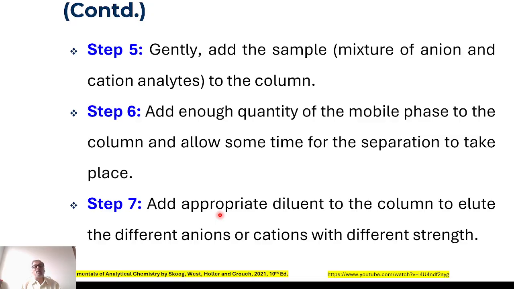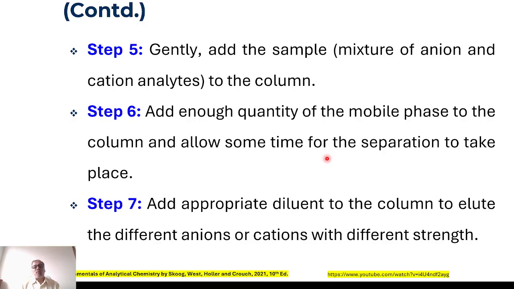Then you add a sample. Before that, you can put a small piece of Whatman filter paper, and then add the sample. Minimal liquid is recommended, say 0.5 ml, 0.6 ml, or 0.75 ml of sample can be added. You can go up to 1 ml. So gently you add the sample. Then you add enough mobile phase to the column.